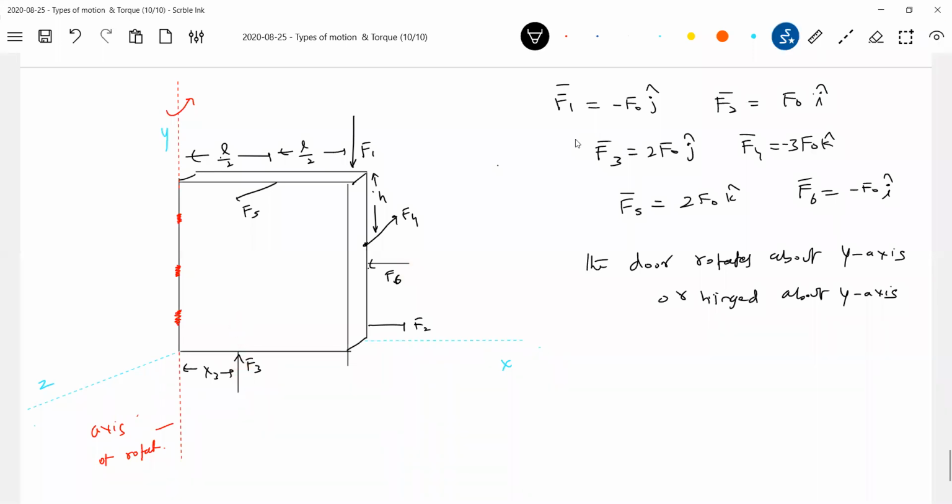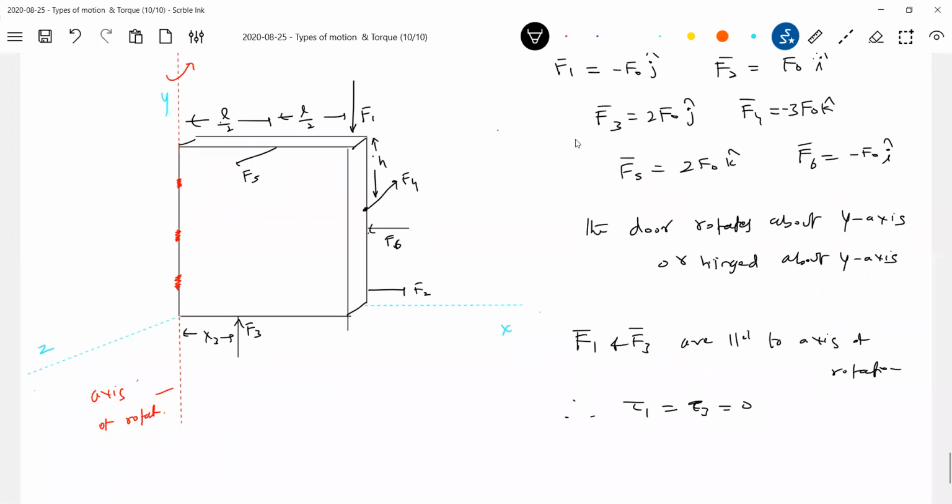So here F1 bar and F3 bar are parallel to the axis of rotation. So therefore torque will be 0. Then what about F2 and F6? F2 bar and F6 are intersecting the axis of rotation. Torque will be 0. Let's calculate due to F4 and F5.